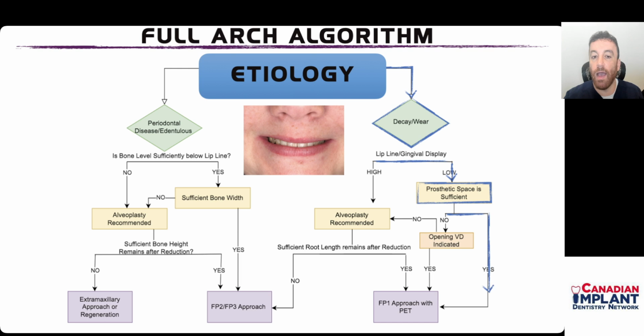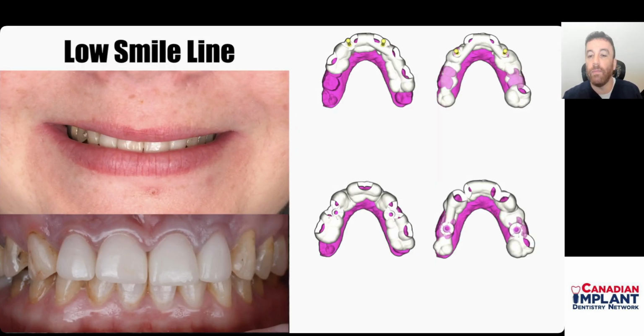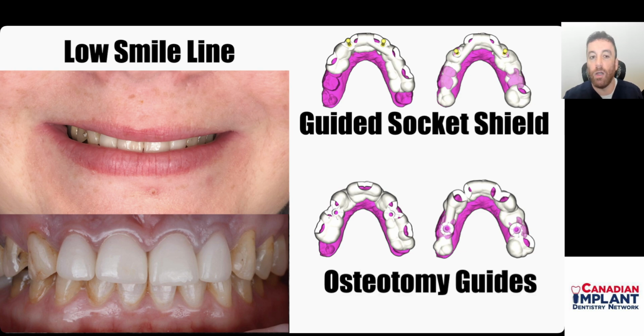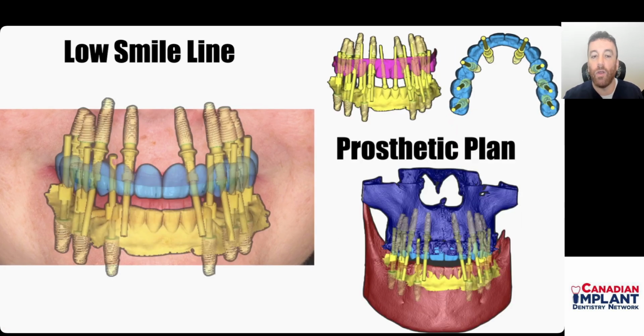Next, we need to look at if opening of the vertical dimension is indicated. In her case, it was not. We're keeping her at the same VD. Since we are not opening her VD, we can proceed with an FP1 approach with partial extraction therapy. We bring her smile into our design software. We go ahead with a guided socket shield approach, and osteotomy guides are fabricated. Here's our proposed plan. We have our implants in position.